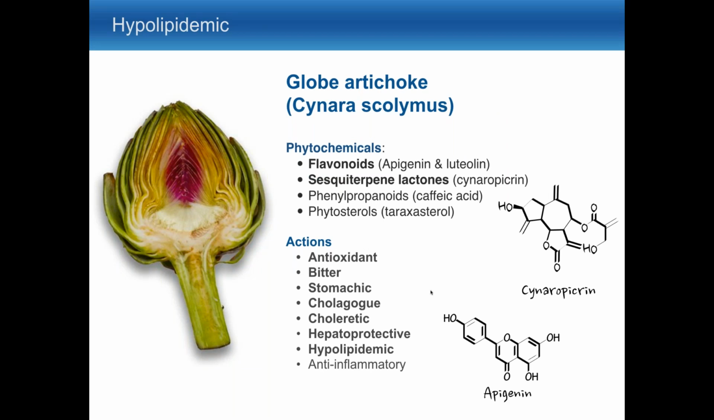Now, another bitter that's commonly eaten as a food is globe artichoke. So this is like a little cross section. I remember as a kid, you used to steam these up or boil them in water, and then you'd rip off the outer leaves and scrape them on your teeth. Usually you'd dip them in butter, which I wouldn't do anymore.